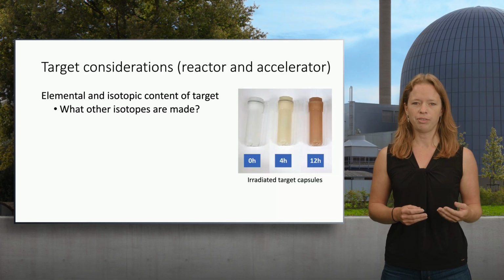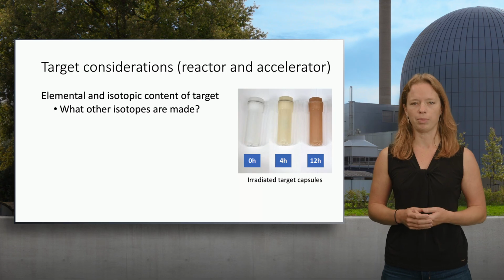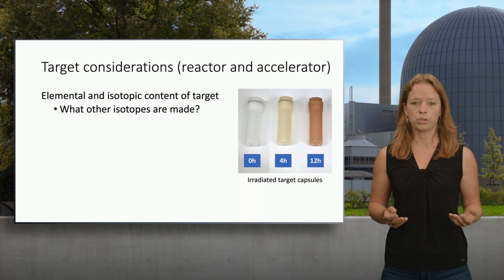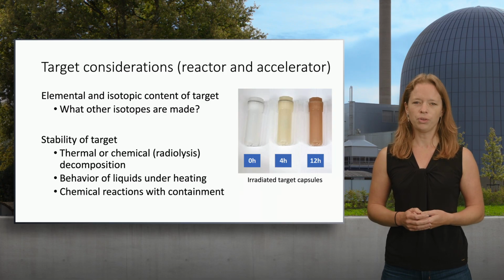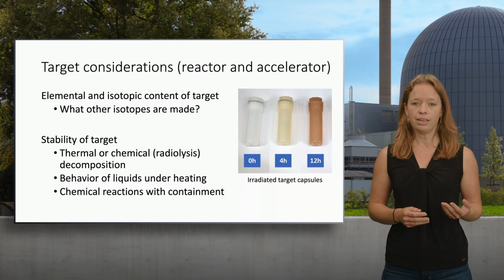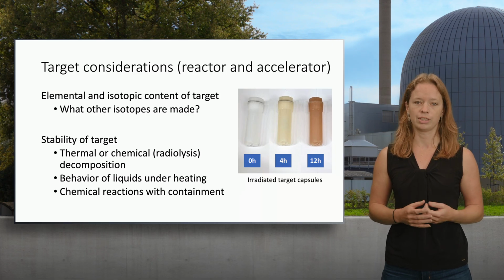If you want to produce a specific radionuclide, there are a few things to keep in mind. Of course, you do not want to produce any other radionuclides at the same time, because that would decrease the quality of your product. However, you also need to keep in mind how your target material might behave in an irradiation field. Does it stay stable when heated, or does it undergo any chemical reactions with the containment material? And then there's also the potential of radiolysis of the material, which means the damage done due to interactions with ionizing radiation, which could, for example, break it or cause gas formation.